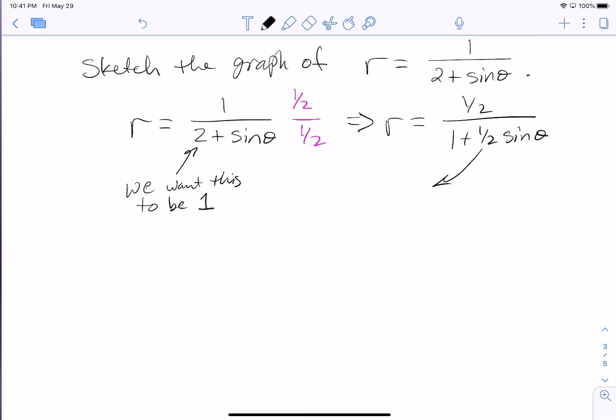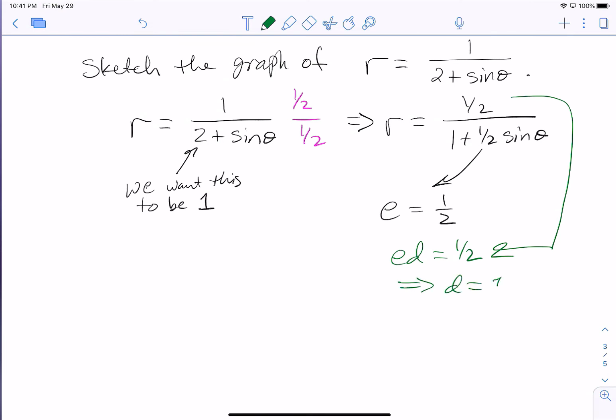Now I start reading the information from the equation. Because I have a coefficient of 1/2 in front of the sine of theta after turning the first term in the denominator into 1, I know that e is equal to 1/2. From the numerator, I can see that ed is equal to 1/2. Since e is 1/2, I know that d must be 1.